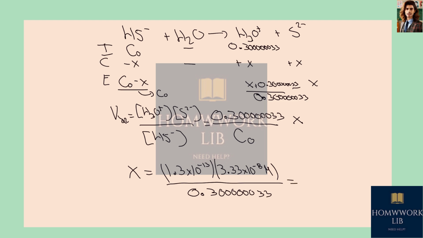Okay. So the result that we get is 1.443 times 10 to the minus 20 molar. As you can see, that is a value that you're not going to be able to detect anywhere, and this is going to be equal to the concentration of S2 minus.